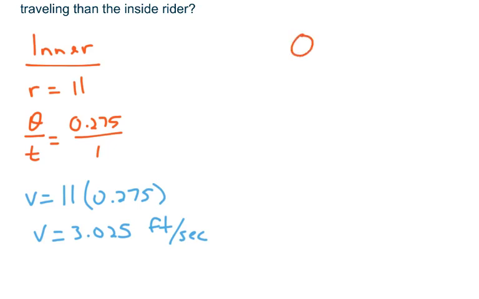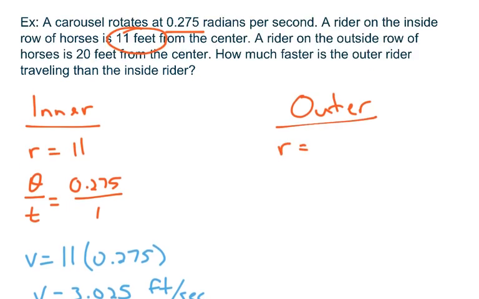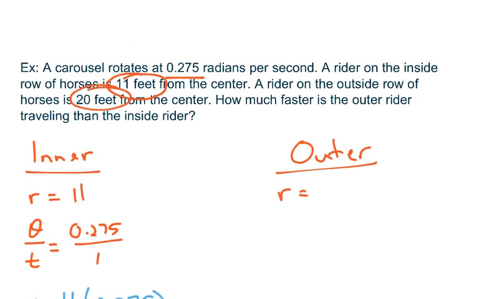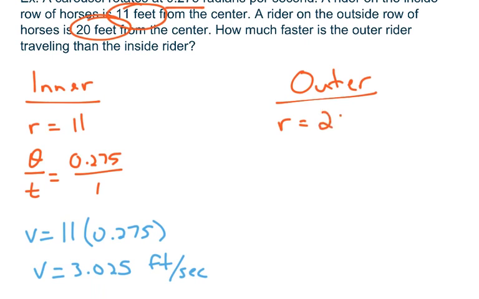For the outside rider, for the outer rider, we're going to do the same thing. Our radius for the outside rider is, let's see, it's 20 feet. So the radius is 20. Our angular velocity is going to be exactly the same thing, 0.275.